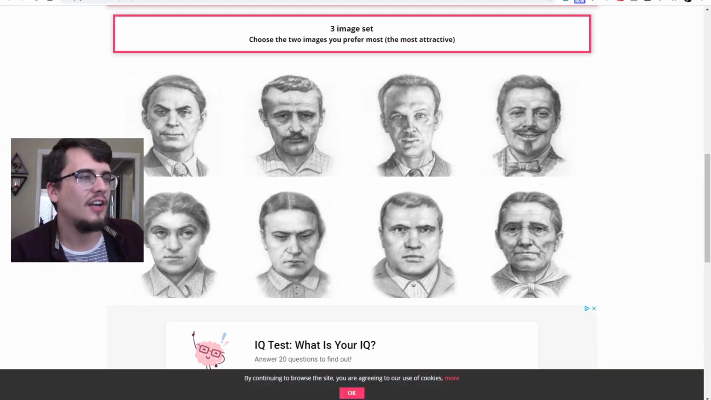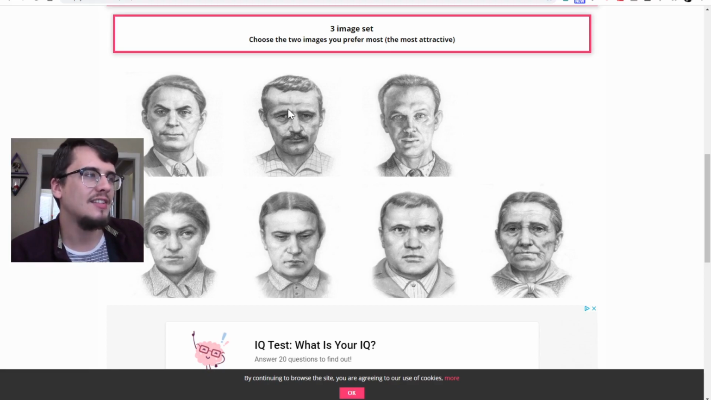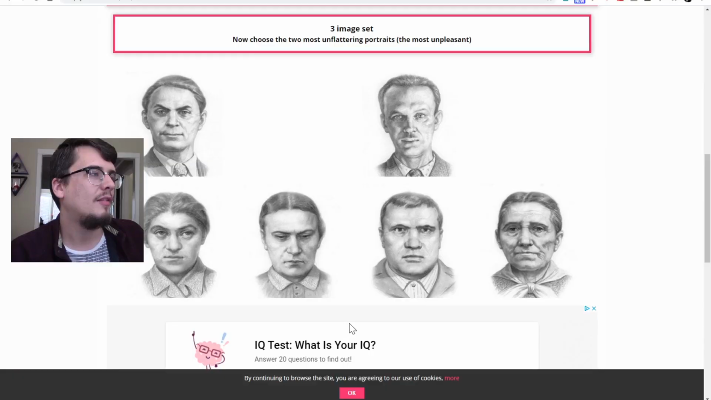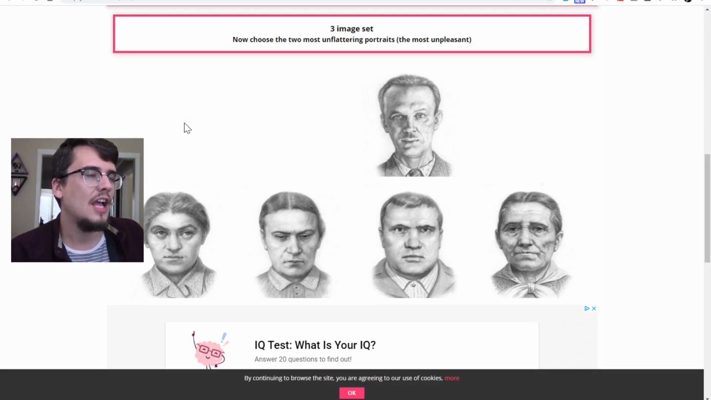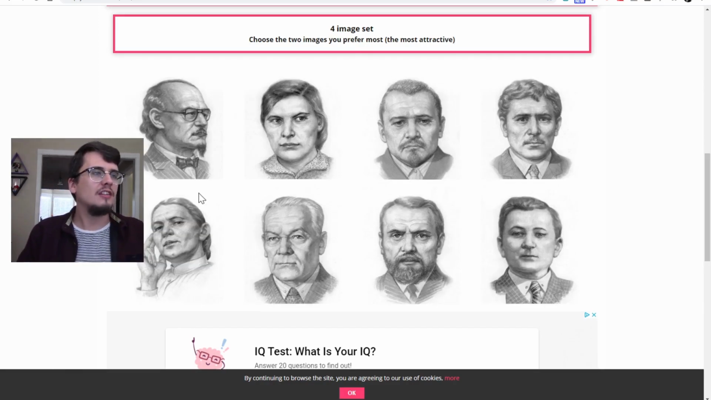Alright, attractive. I guess I would say this guy has sort of a boyish charm to him. This is all relative, obviously. And then this guy kind of looks like a blue-collar James Franco, so why not? Unflattering, we're clearly going to have to go with Brooklyn Nine-Nine over here. And then this dude who could just like put his head through a brick wall. Alright, we are moving along, thankfully.